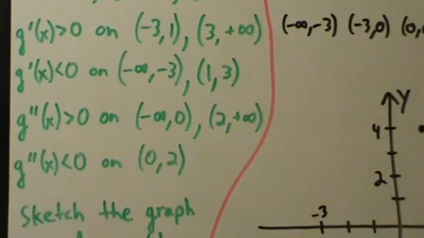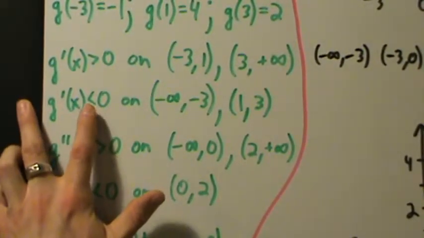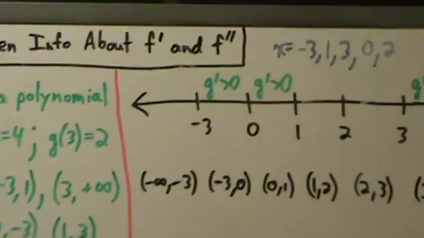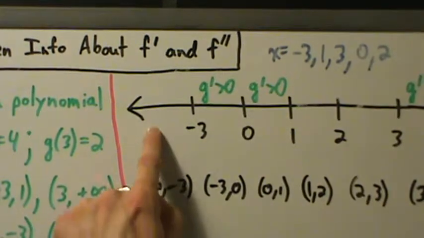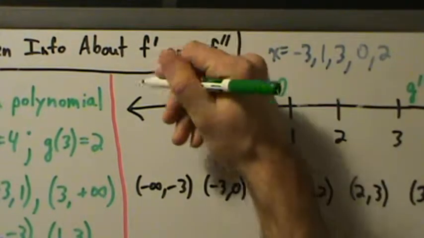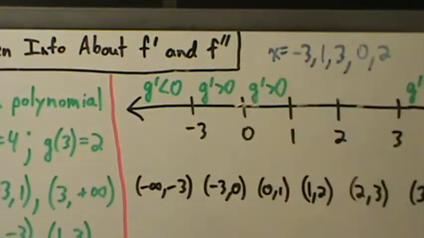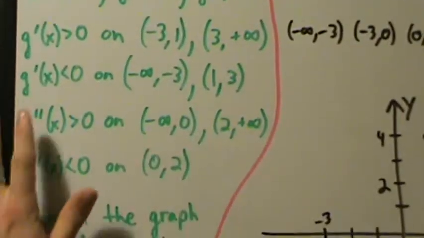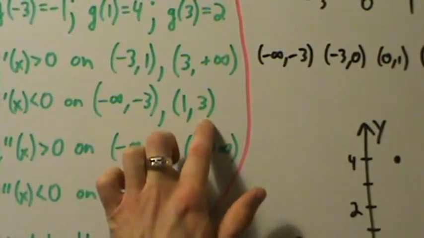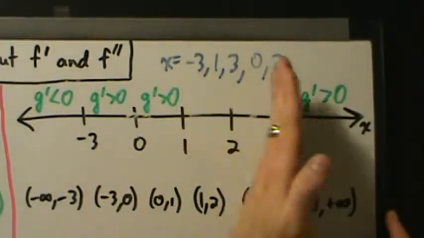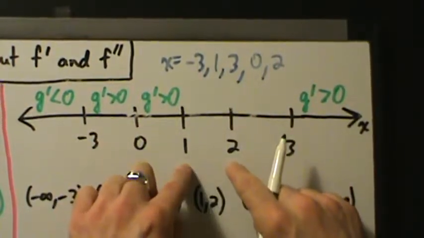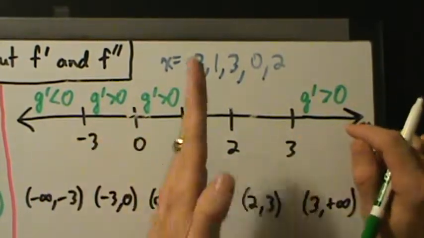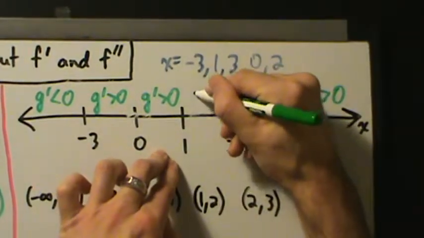So go back over here and we see, okay, g prime is negative from -infinity to -3 and from 1 to 3. So -infinity to -3, that's just this little piece here. So -infinity to -3, we're told g prime is negative. Now, we were also given g prime is negative on the interval from 1 to 3. Okay, so from 1 to 3, that's these 2 little pieces here, from 1 to 2 and from 2 to 3. Both of these little intervals are included in the interval from 1 to 3. So on both of these pieces, we have g prime is negative.